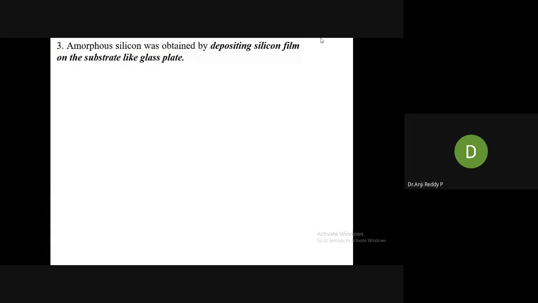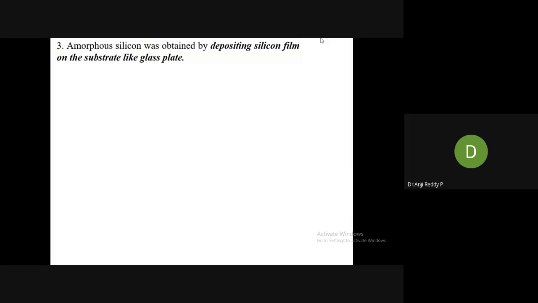But here, whatever silicon we are using is amorphous silicon. In the second case, whatever silicon we use is crystalline, polycrystalline silicon. Okay, already we know the difference between crystalline and amorphous. Anyone know the difference between crystalline and amorphous? Can anyone give the information regarding that?